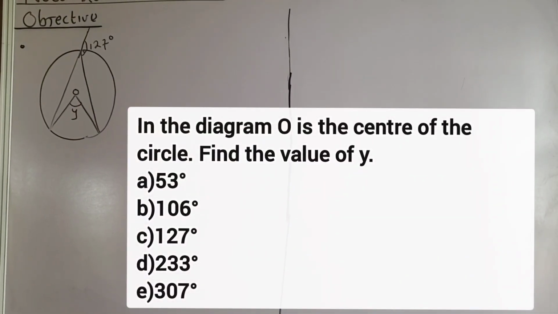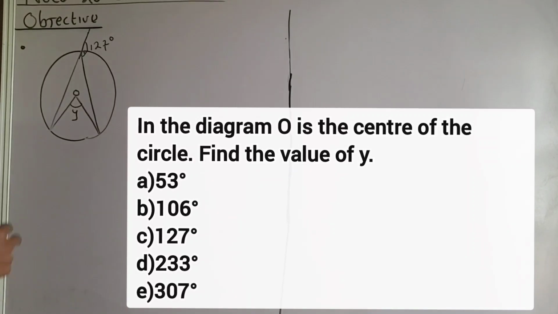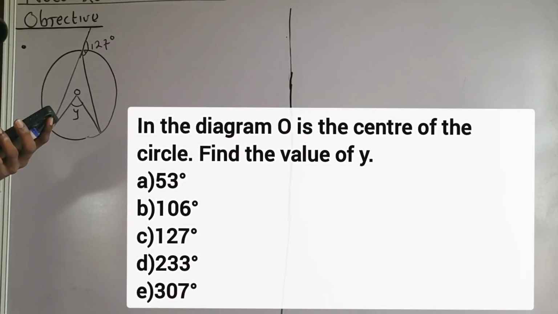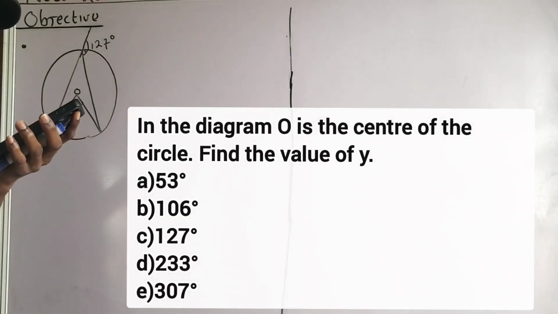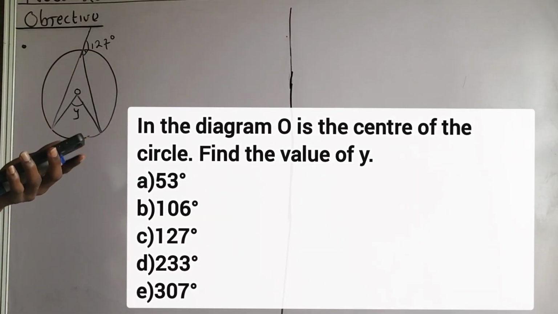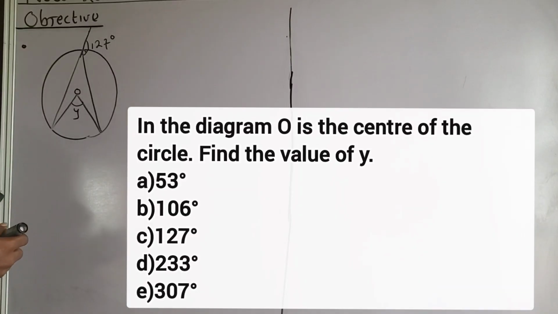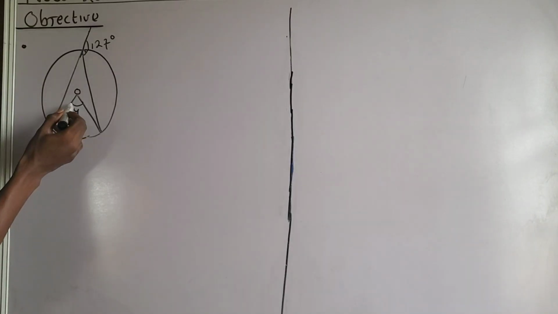Let's consider the diagram that we have on the board. O is the center of the circle. We are asked to find the value of y. A, 53°, B, 106°, C, 127°, D, 233°, E, 307°. Okay, now please pay attention. We are looking for the value of y.